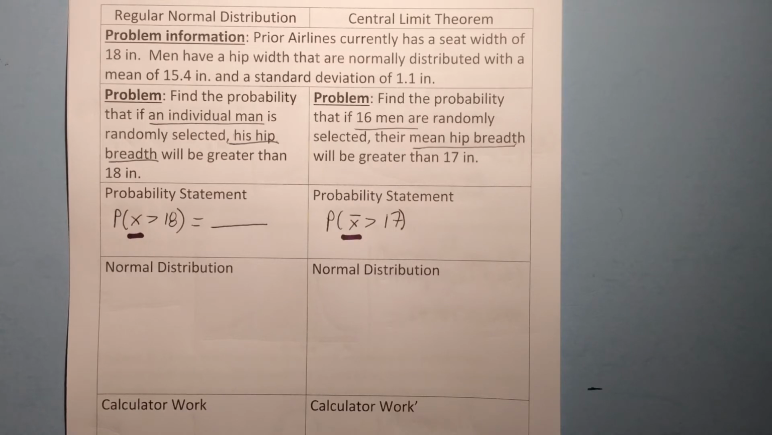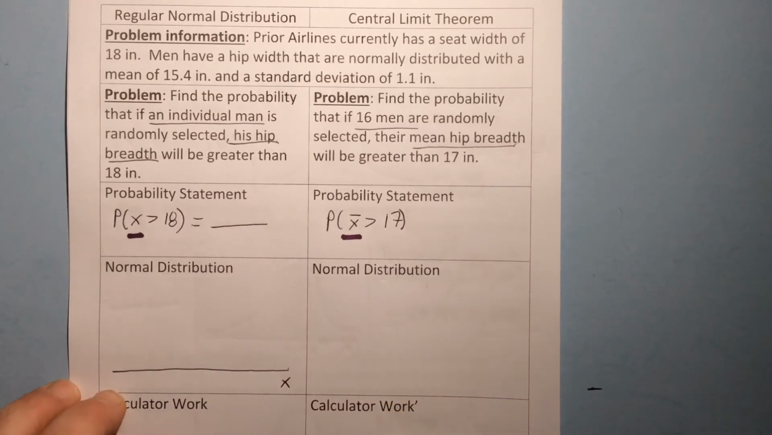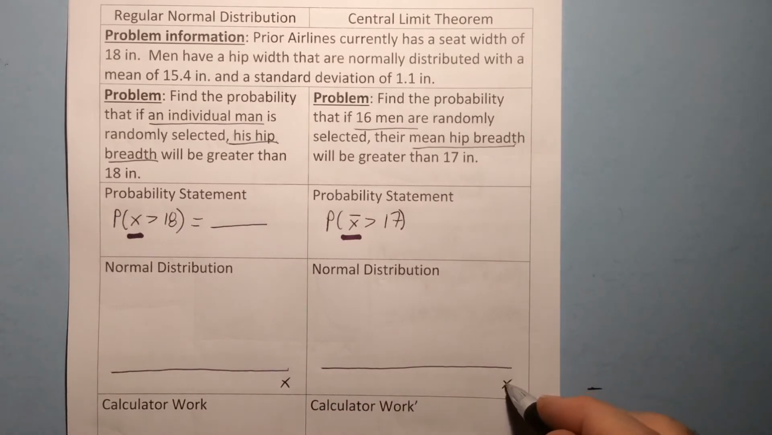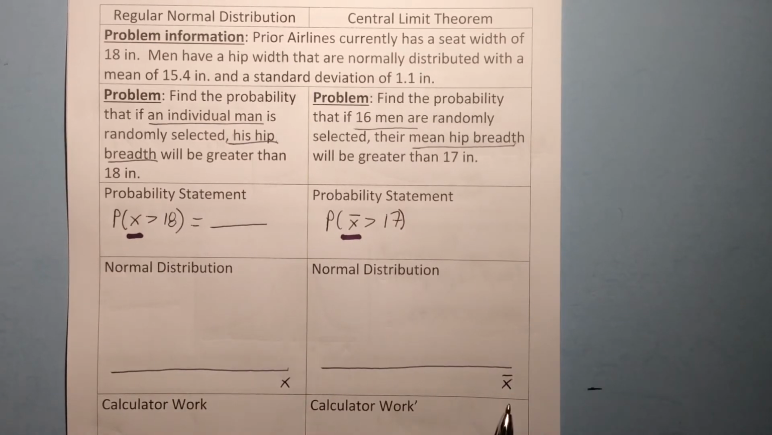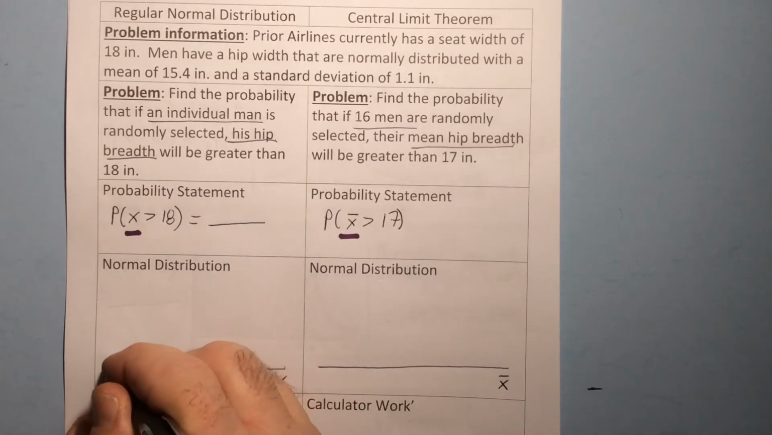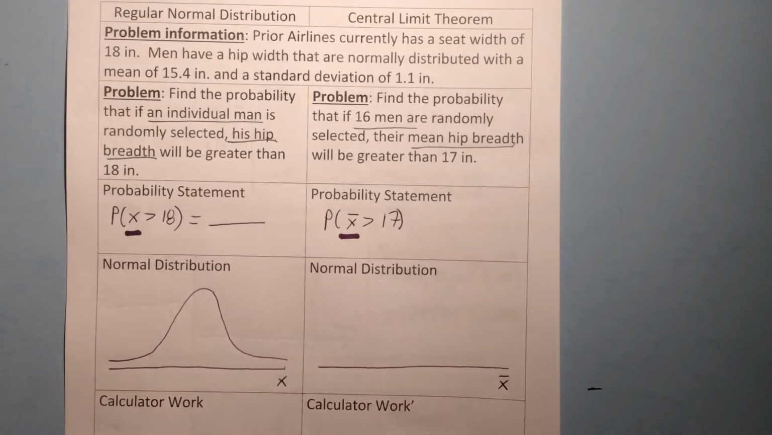Let's go ahead now and draw the normal distribution in each situation. We start drawing a normal distribution, and here we're going to draw an x. In the second situation, we draw that horizontal line, but here we're drawing an x bar. So that's going to be one difference we have. Here is going to be x, here is going to be x bar. Now, let's take a look at how we draw the normal distribution for this and how I draw the distribution for this. Okay, that's not a bad normal distribution.